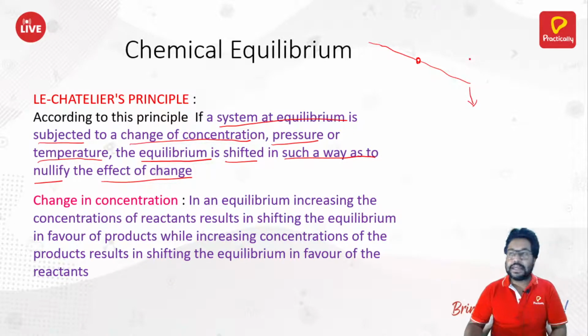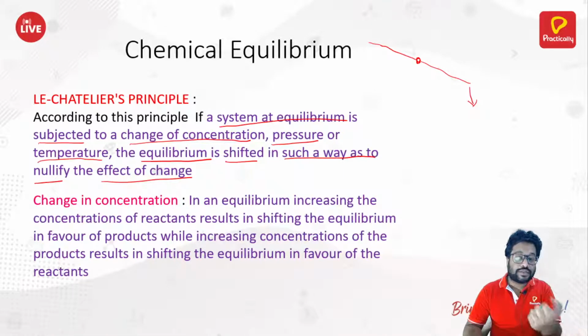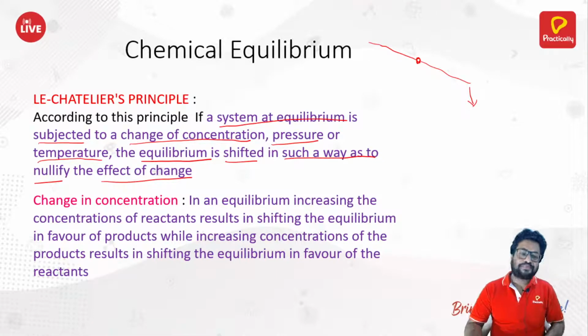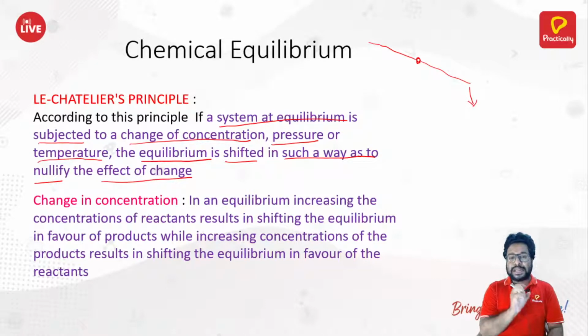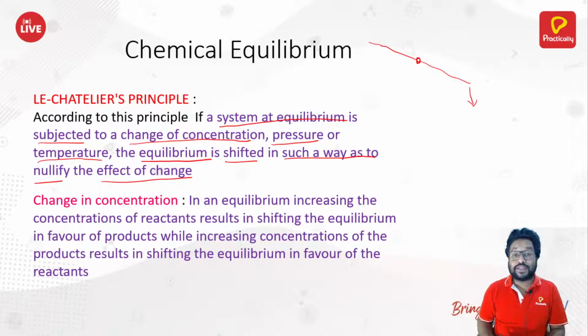In other words, if you increase the temperature, the system will try to go in the direction where temperature is decreasing. Or if you increase the concentration, the system will try to decrease that increased concentration which was done by you. We will see it one by one. For the time being, Le Chatelier principle says that if a system is in equilibrium and is subjected to a change of concentration, pressure, or temperature, the equilibrium shifts in such a way so as to nullify the change which was done by you.